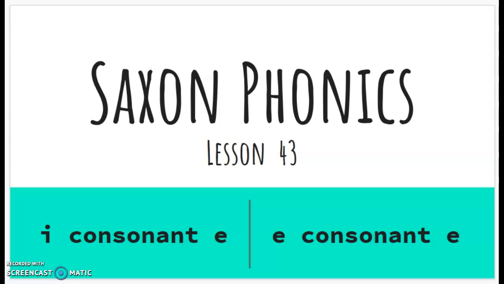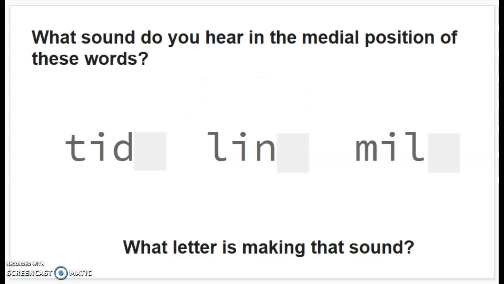Saxon Phonics, Lesson 43. We're going to continue talking about our sneaky E. What sound do you hear in the medial position of these words? Medial means middle. Tid, lin, mil. What letter is making that sound? I. Right.